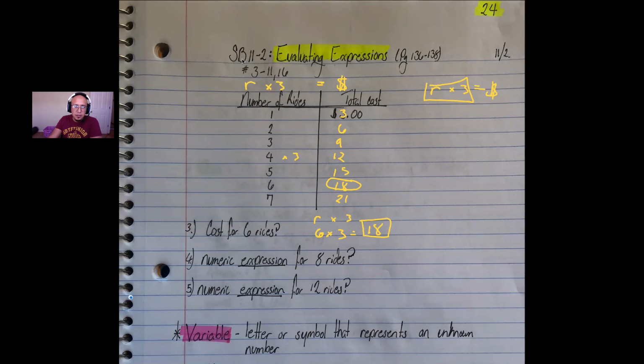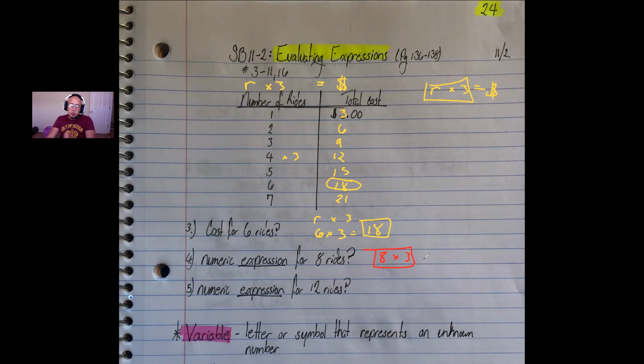Let's continue. Number 4, a numeric expression, there's that word, a numeric expression for 8 rides. Now notice that it's not asking for the cost of it, right? It's asking for the problem part, for the expression part. So that's going to be 8 rides, that's the number of rides, times 3. There you go. That would be the numeric expression.